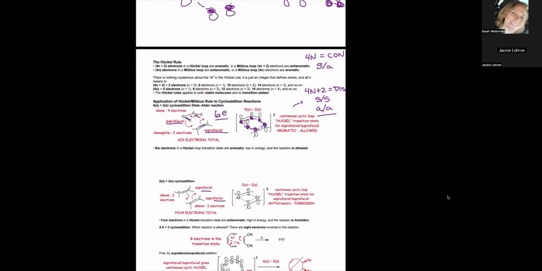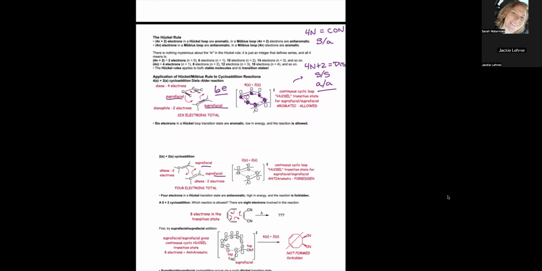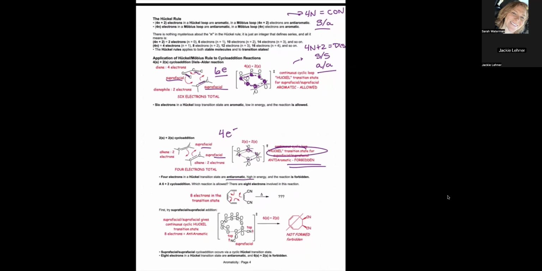So these are both suprafacial, so our orbitals line up, bonding and antibonding orbitals line up. In this cycloaddition, we have a 4 electron system. This is why a Huckel transition is forbidden. A Huckel transition does not allow this to happen. Because it's a 4 electron system, we said 4n has to be supra antra, so it's anti-aromatic, high in energy, so the reaction is forbidden, meaning it won't happen.